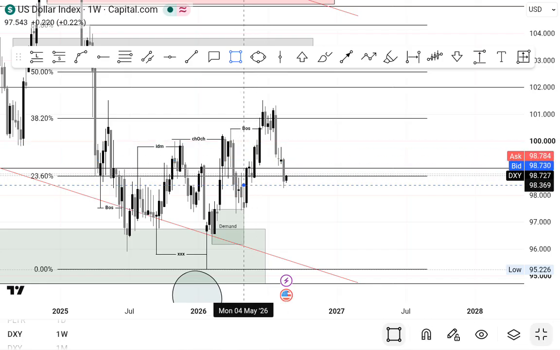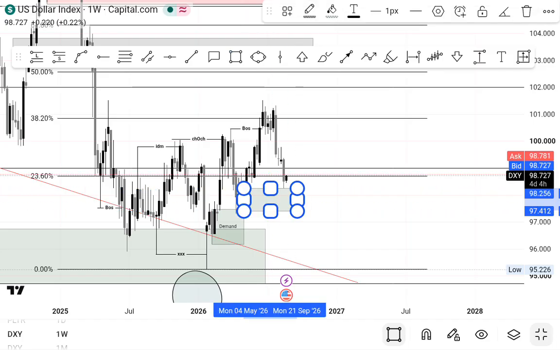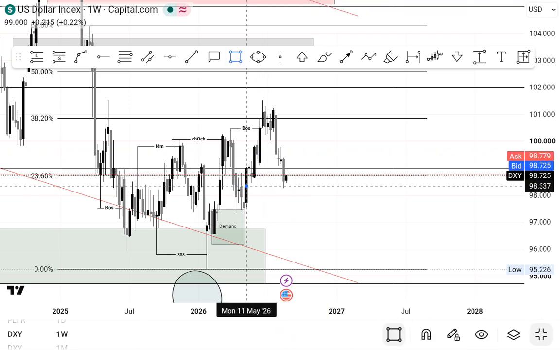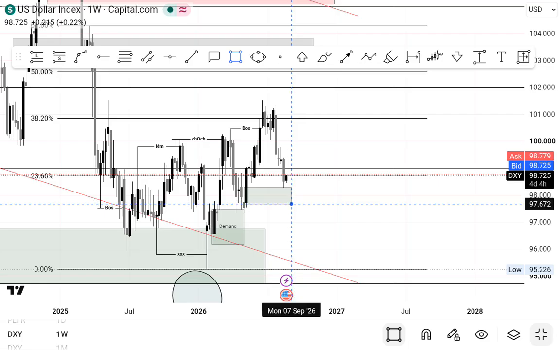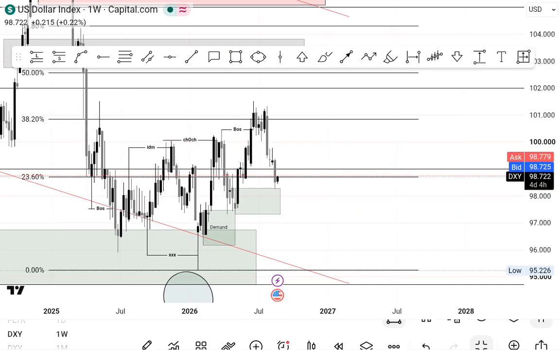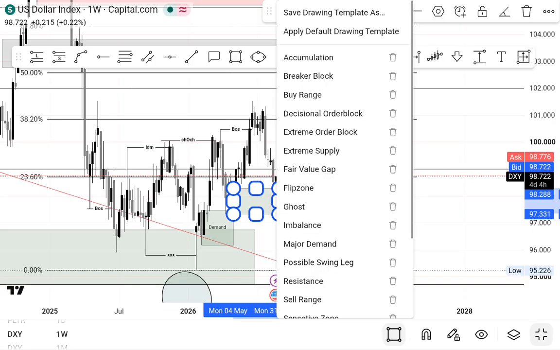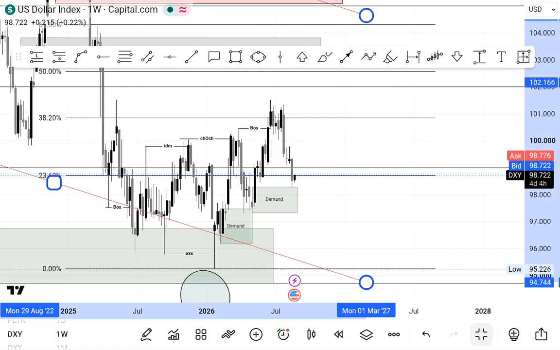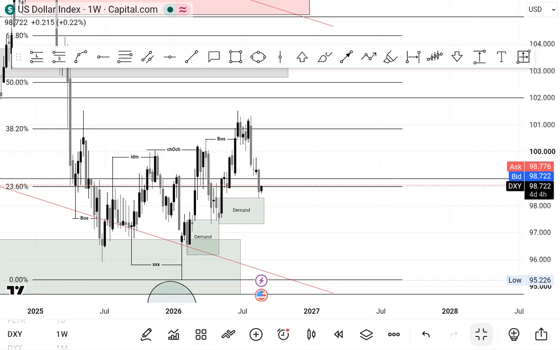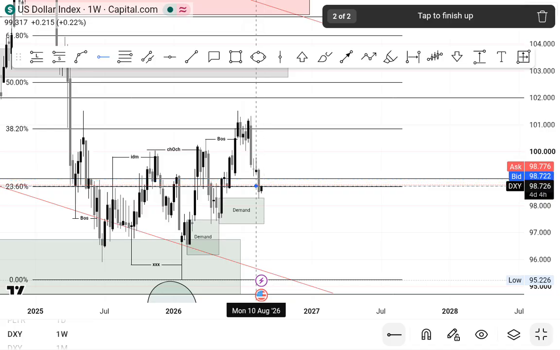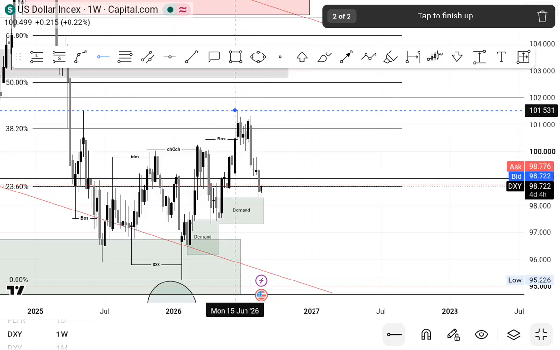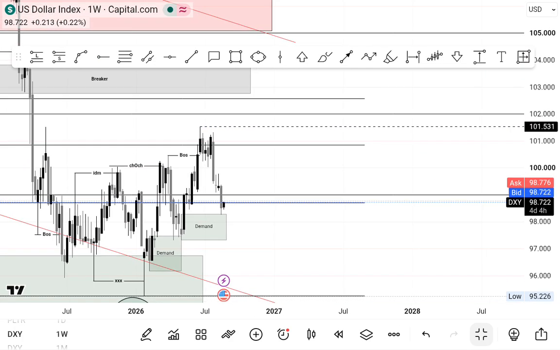After they changed character, after they break structure, they also came to this demand here. Now from this demand, they are reacting from that demand, right? So now since they are reacting from this demand, I'm looking for price to come and take out $101 from 98, right?